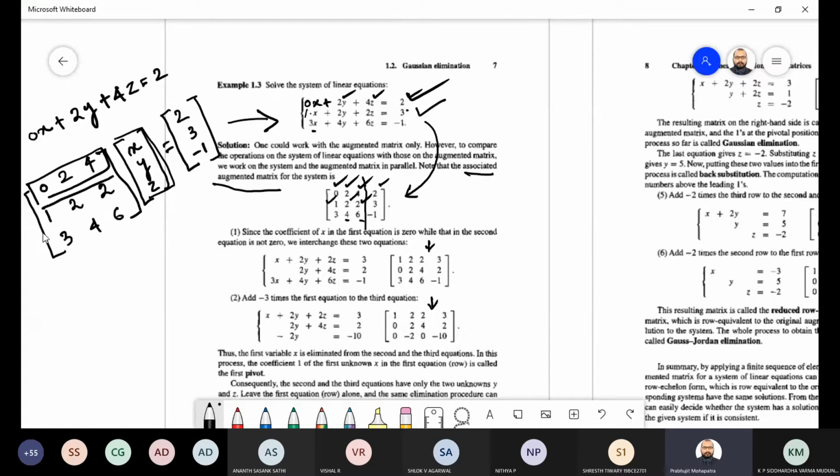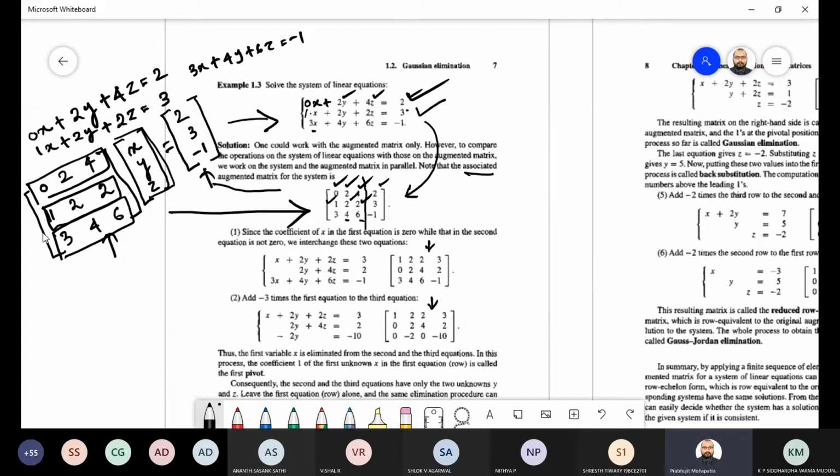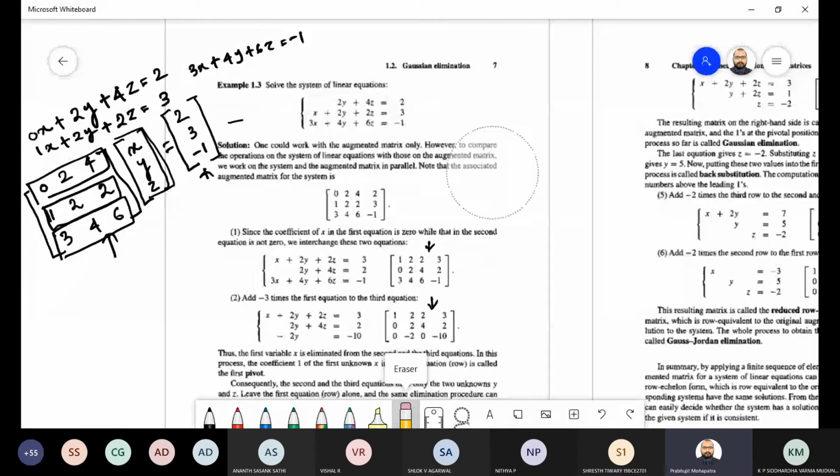Then next, second row with column. You will have 1x, then 2y. How you used to multiply in matrix, that is nothing but you will get 3. And the last one is 3x plus 4y plus 6z equal to minus 1. So you know this thing. This is your left hand side coefficient, this is your right hand side. If you take both, you have the augmented matrix. Writing the augmented matrix is not that difficult, it is very easy. So we have the augmented matrix.